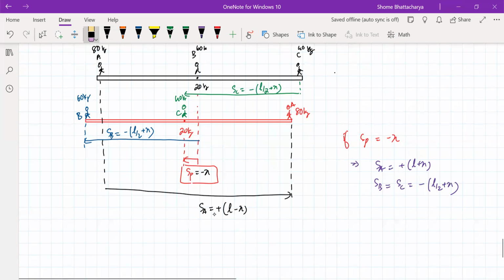Sir, is the answer 18? The plank moves backwards by 18 meter. Let me check. Okay, so now we'll get the answer from this.